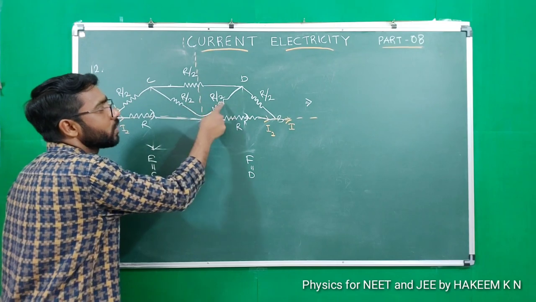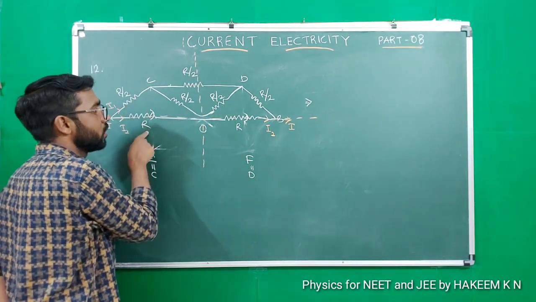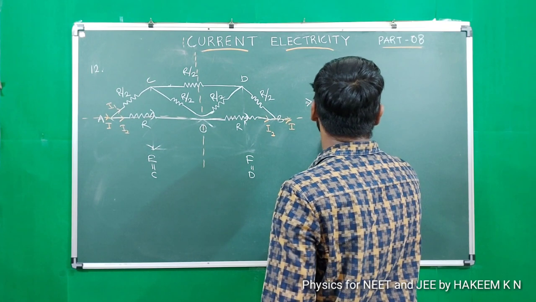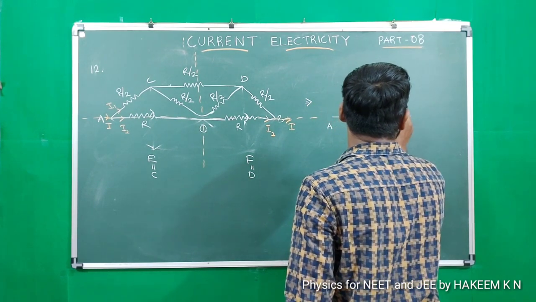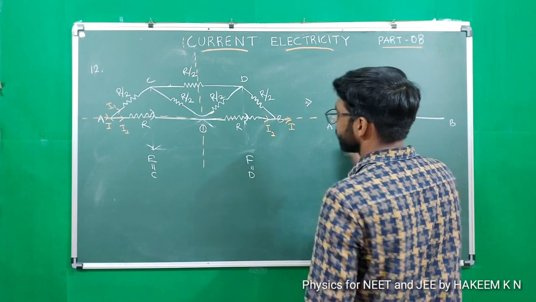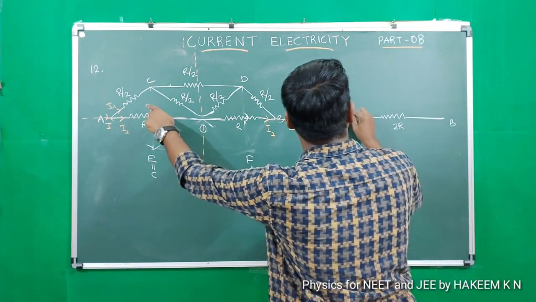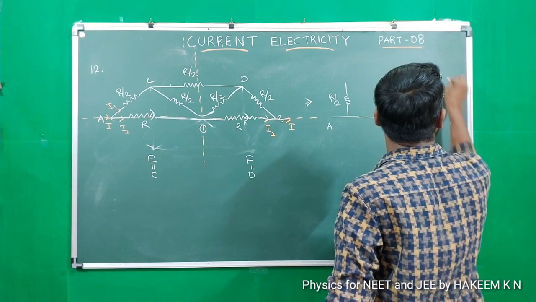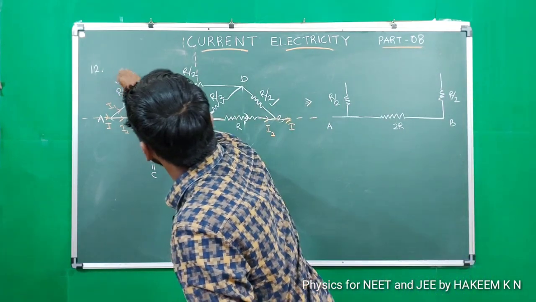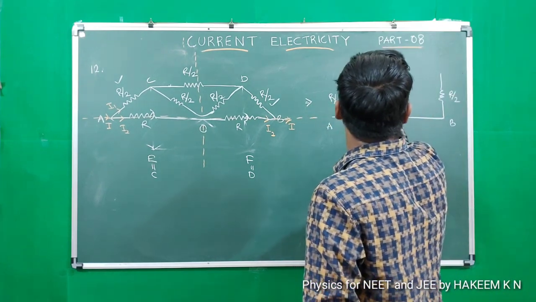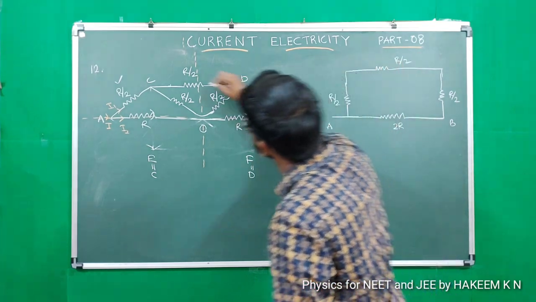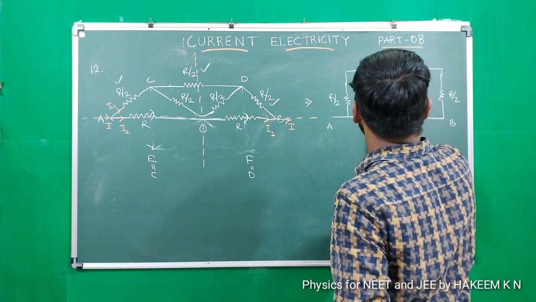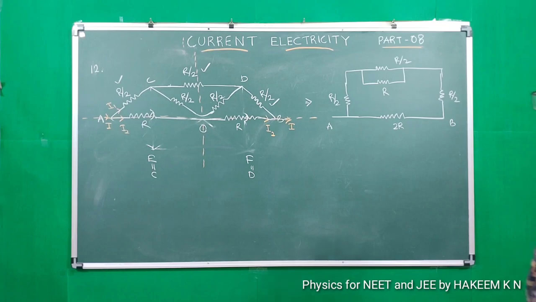Now you can say R by 2 series R, here R by 2, R, R. So drawing equivalent network between A and B: R, R here, lower network 2R. A here, B here, this is 2R, lower network. And here R by 2, R by 2, and R by 2 at the top. R by 2 series, we will get R here, and now you can find the answer.